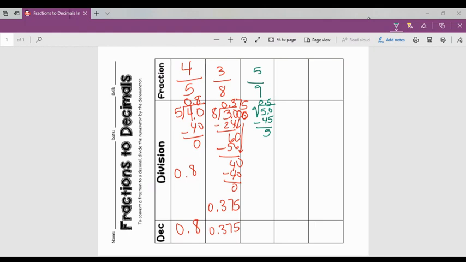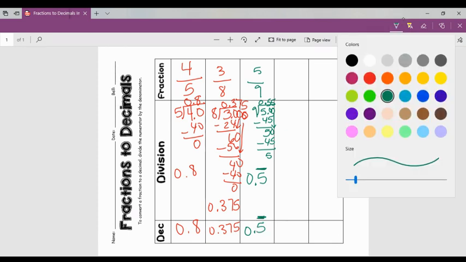9 can't go into 5, so let's keep the division alive by adding a 0 and bringing it down. 9 can go into 50, again, 5 times. 9 times 5 is 45. Now I notice once I subtract, I get 5. It looks like this pattern's going to keep continuing. Every time I'm going to end up with a remainder of 5, bring down the 0, and I still end up with the same thing. So for this, we're going to put 0.5 with a repeating bar over it. So 5 tenths with a repeating bar.